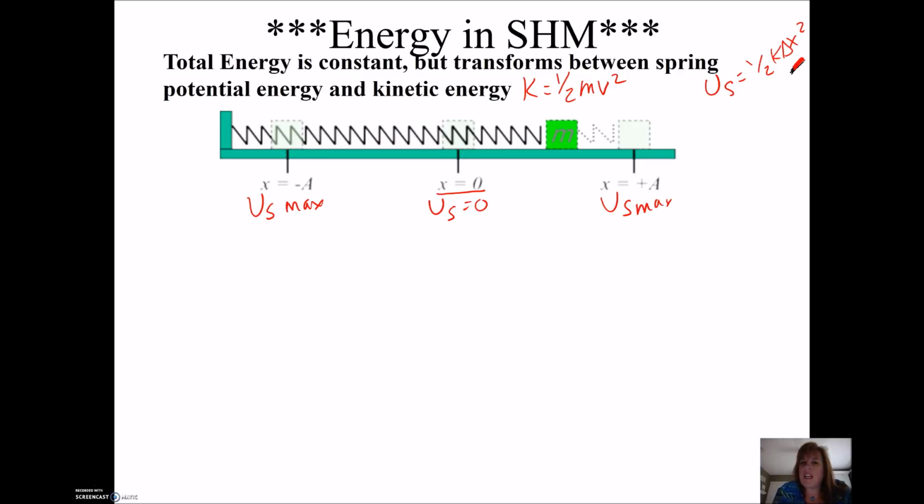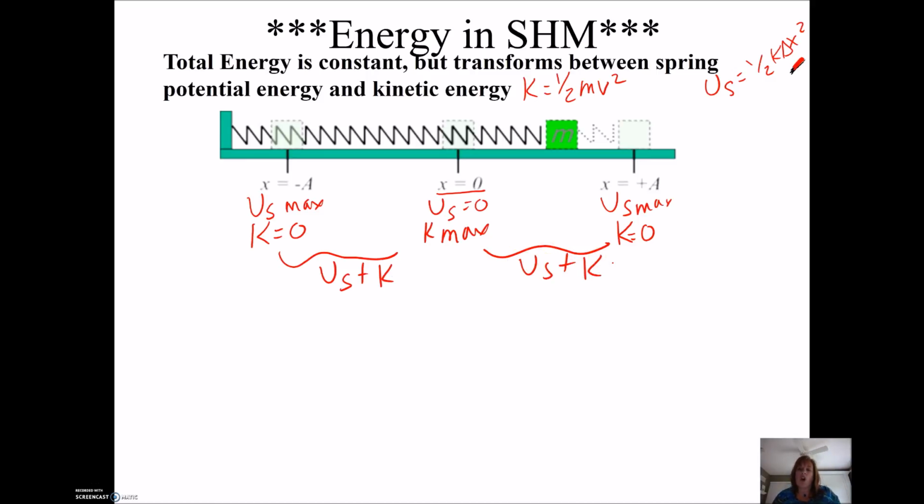Now, what does this mean about kinetic energy, if the interchange is between spring potential energy and kinetic energy? Well, at the amplitudes, I stop because I have to turn around and come back. So at my amplitudes, my kinetic energy is equal to 0. And in the very center, when I'm moving the fastest, remember I'm moving fastest going through the equilibrium position, I have a maximum kinetic energy. And in between these places, I'm interchanging. I have both spring potential and kinetic energy.